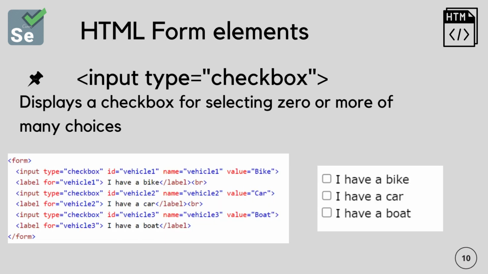The next input type is checkbox. It displays a checkbox for selecting zero or more of the many choices. In the first figure, we can see that the input type is mentioned as checkbox and the corresponding labels I have a bike, I have a car, and I have a boat is given. Since the input type is checkbox, we can choose none or any number of options from these three.